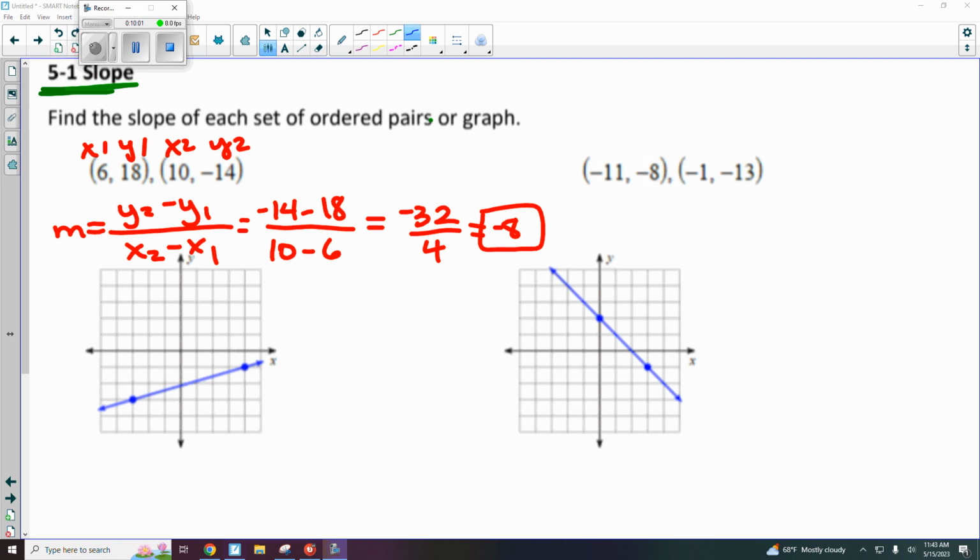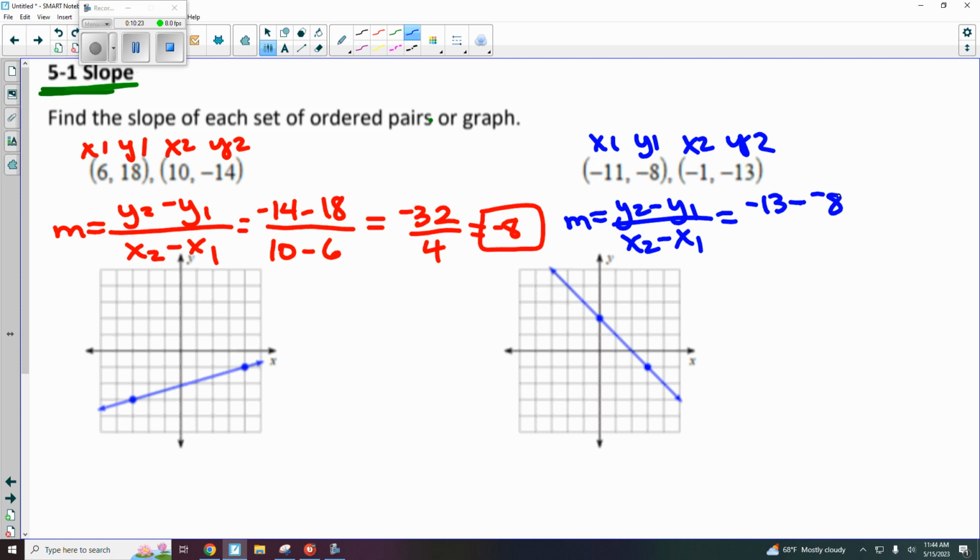Alright, so for the next one, still wanting the slope, so still y2 minus y1 over x2 minus x1. You don't have to rewrite the formula, I just do so we can all see it. So it's x1, y1 for your first ordered pair, x2, y2 for your second ordered pair, and now y2 is negative 13, it's going to be minus a negative 8. And now x2 is negative 1 minus x1 is negative 11.